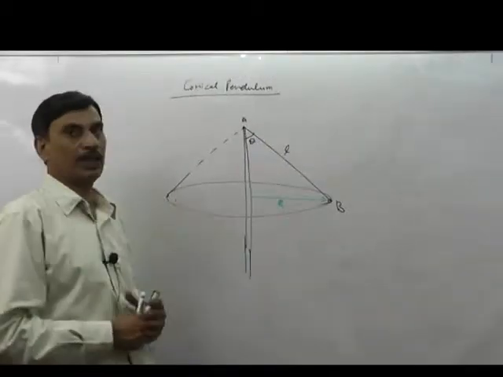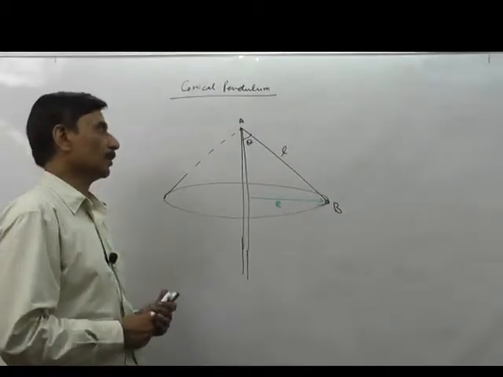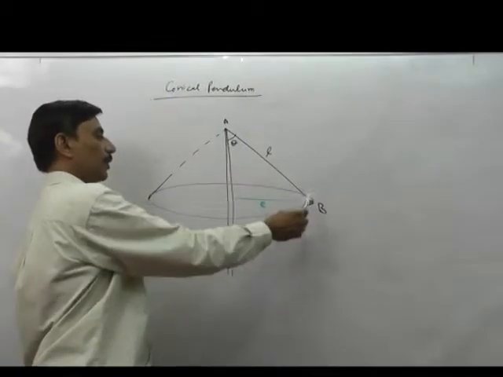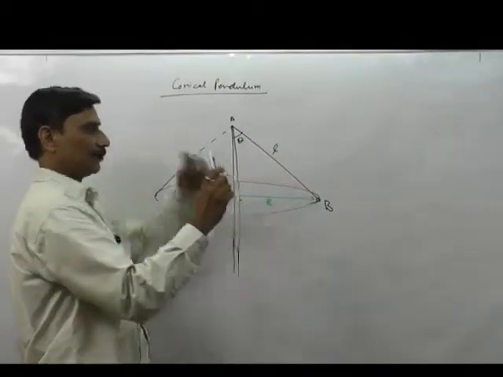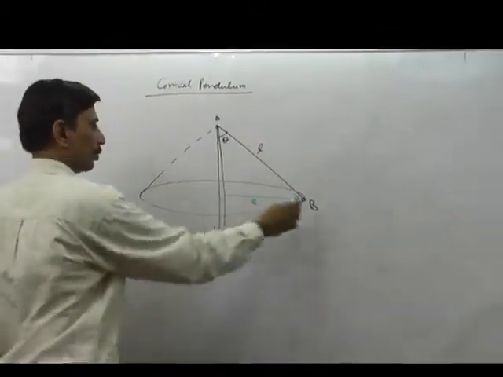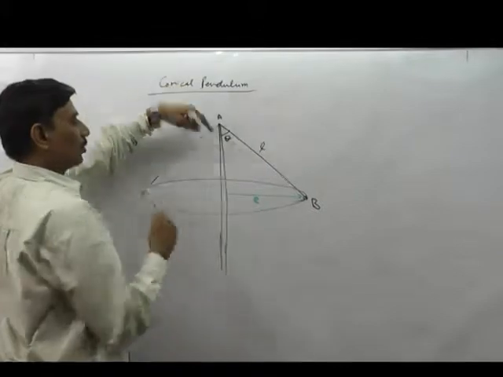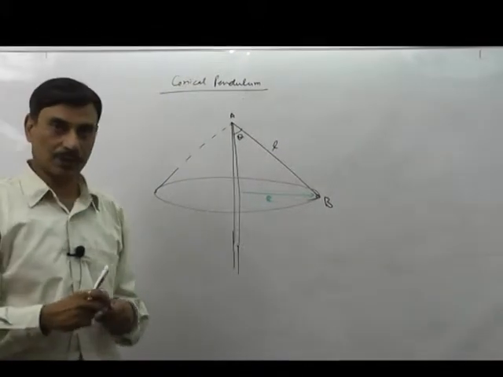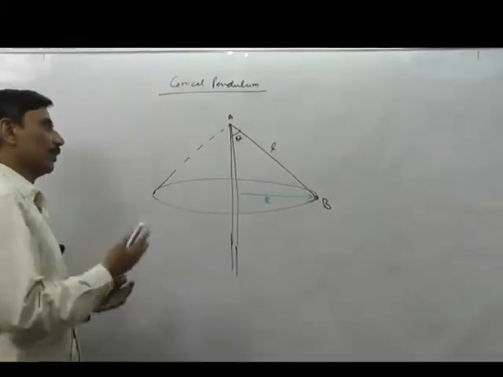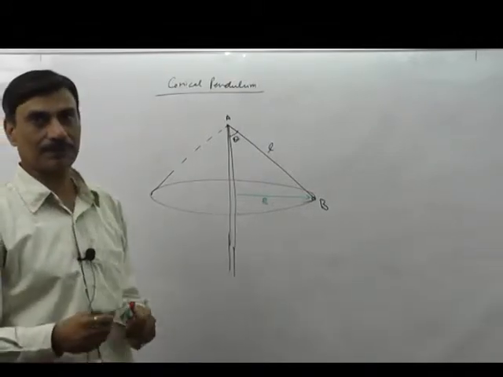Now we do the conical pendulum. In a conical pendulum, this is a rod, and over here there is a body of mass m, and it is being revolved like this. So it is revolving around this, in a horizontal circle. We have to find what the angle theta is and all those things.